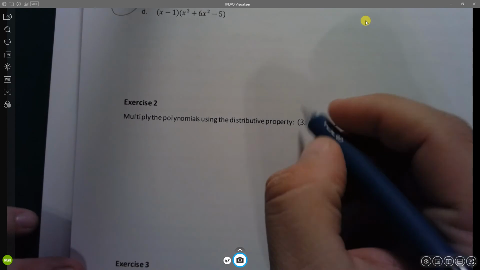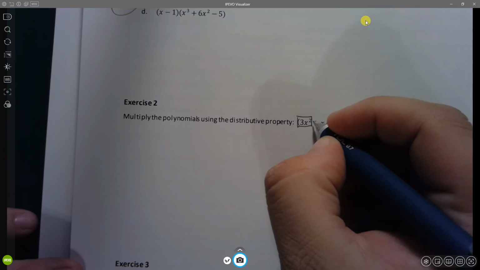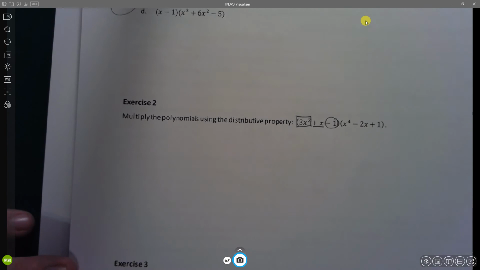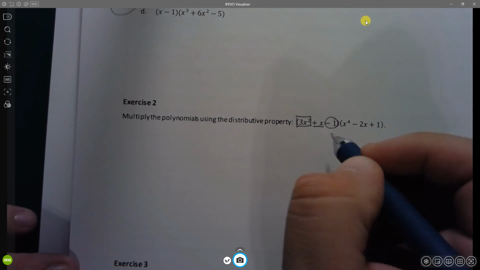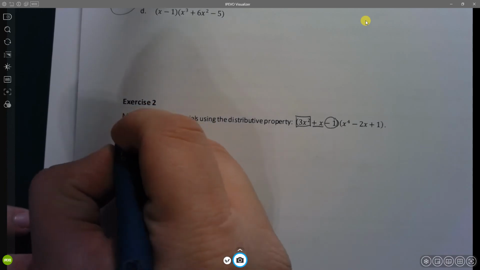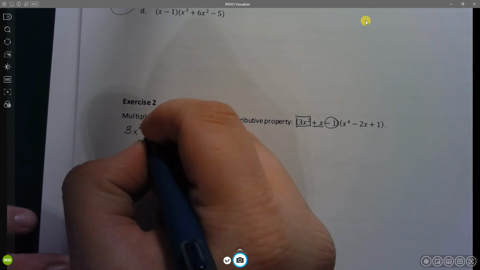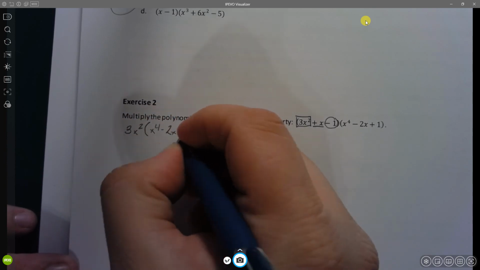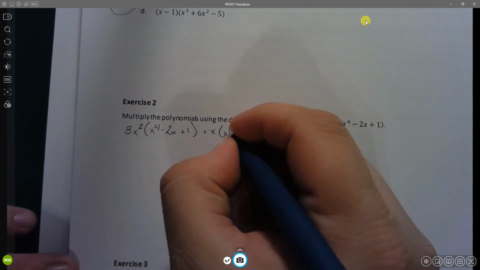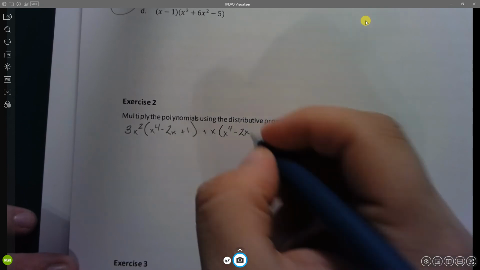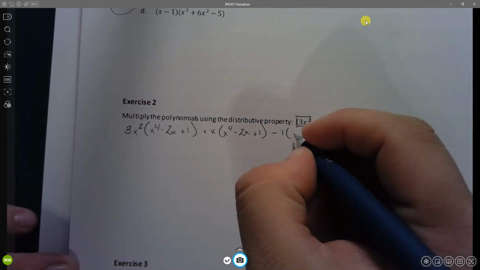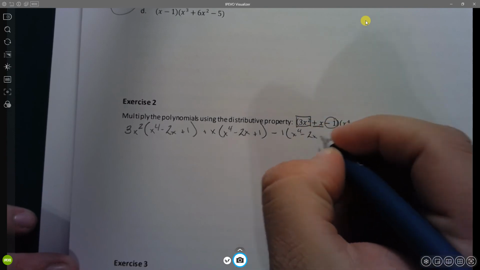to do. Okay. I want you to remember these as individual terms. Okay. Each one of these is an individual term. All right. Now, if we use the distributive property, we know that each term is going to be used to multiply to this trinomial. So I can rewrite this as 3x squared times x to the fourth minus 2x plus 1, plus x times x to the fourth minus 2x plus 1, minus 1 times x to the fourth minus 2x plus 1.